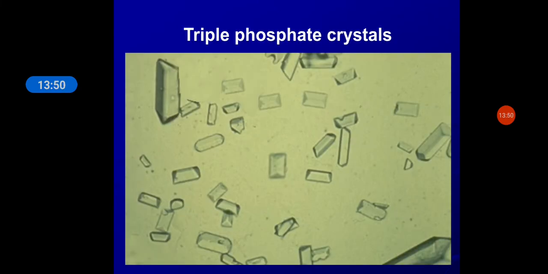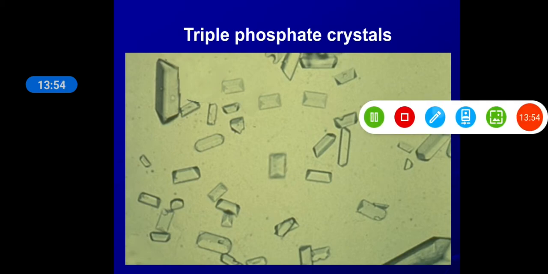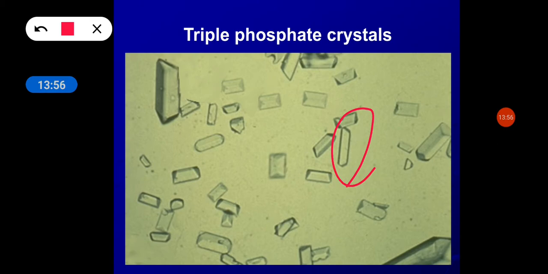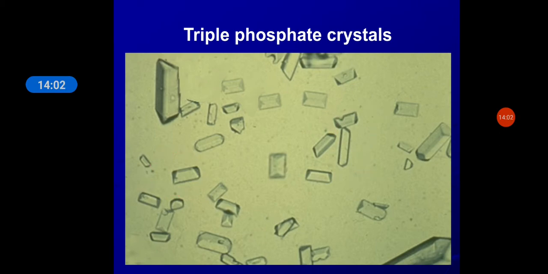Okay, so how do they appear? They are usually coffin shaped. Can you appreciate that? This is the coffin shape. All these are triple phosphate crystals. This is a coffin, or it can be a lid, just like a lid, right?